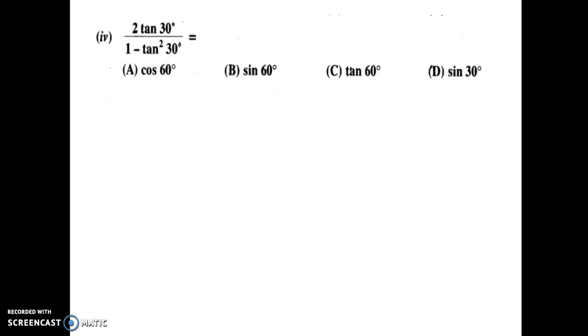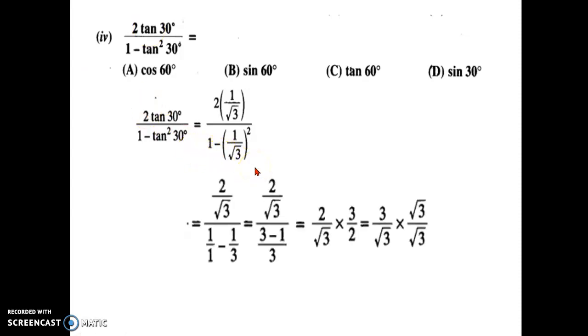Then fourth subdivision, 2 tan 30 divided by 1 minus tan square 30. So substitute the value of tan 30, that is 1 by root 3, and in the denominator also substitute the value and simplify. So you will get 2 by root 3 divided by 1 minus 1 by 3. Take LCM here. Then you will be left with 2 by 3 in the denominator. So that can be taken in the reciprocal.